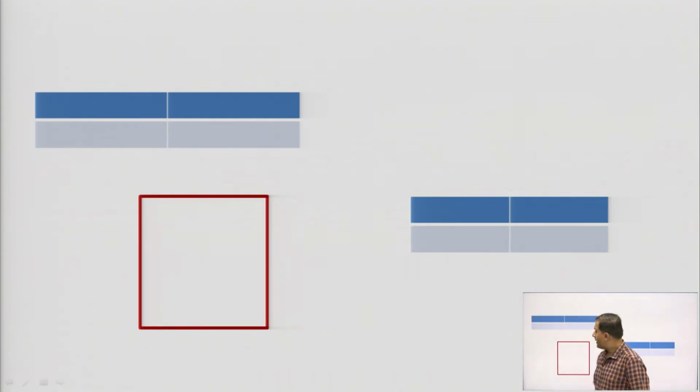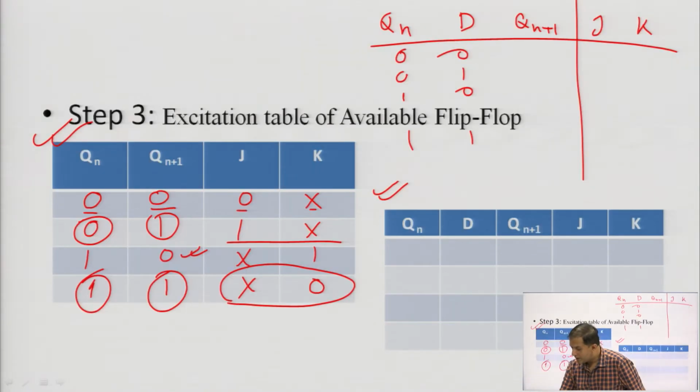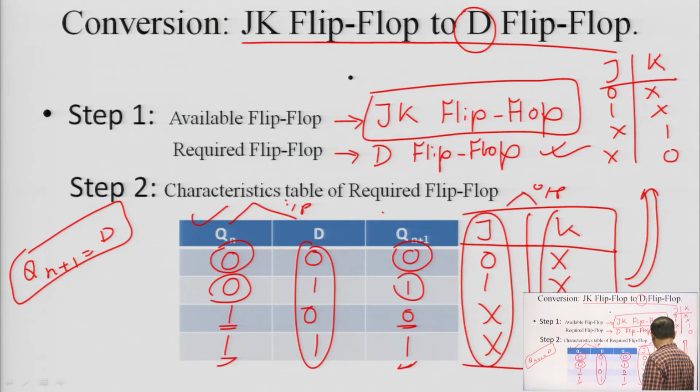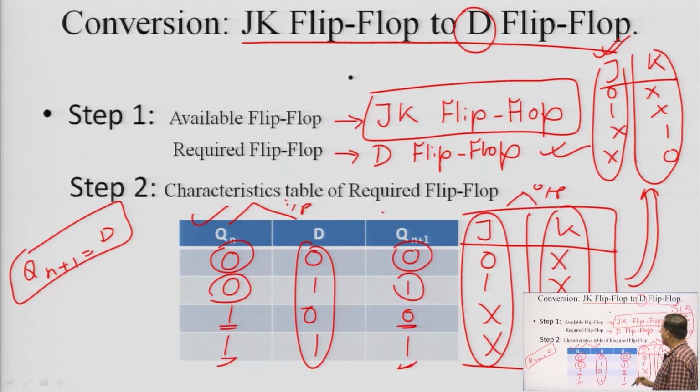Here there are two outputs I have written, J and K. So, one K map will be for J and one K map will be for K, and the inputs are Q1 and D. These things are very clear. The inputs are Q1 and D, and this is the next state Qn plus 1.